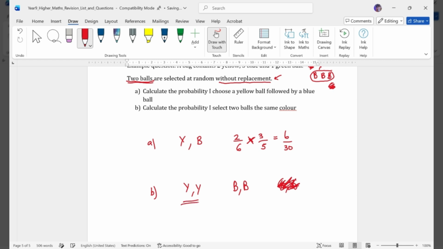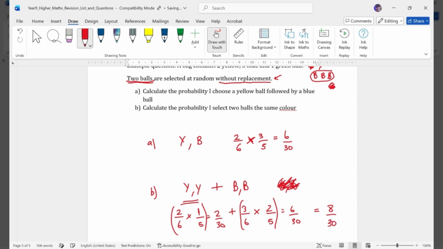So let's start with the yellow-yellow combination. There are 2 yellows out of 6, but if I take a yellow, there would then only be 1 left, and there would only be 5 balls left. That's 2 out of 30. There are 3 blues out of 6, but if I take a blue, there will only be 2 left, and there'll only be 5 left, so that's 6 out of 30. We then need to add these together, right? Add that. It's not the best written out. I just ran out of room. Add your answers, which is 8 out of 30.